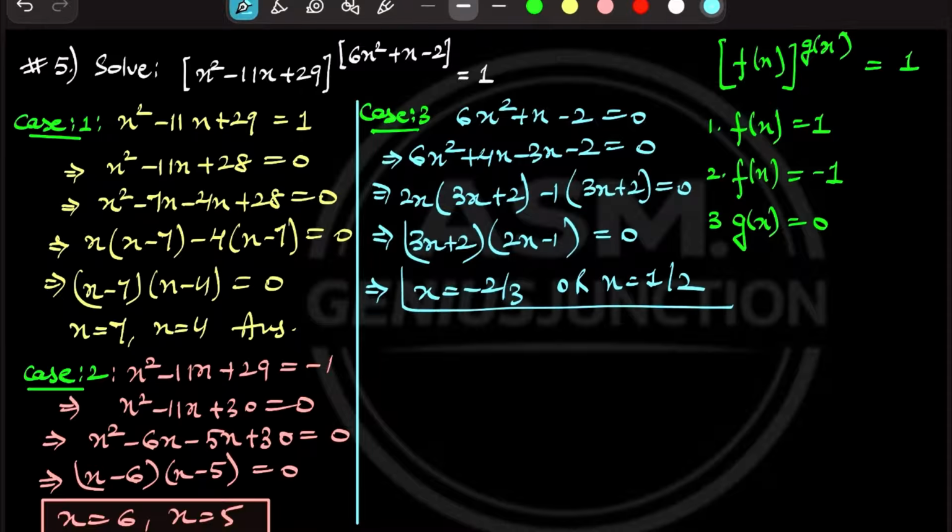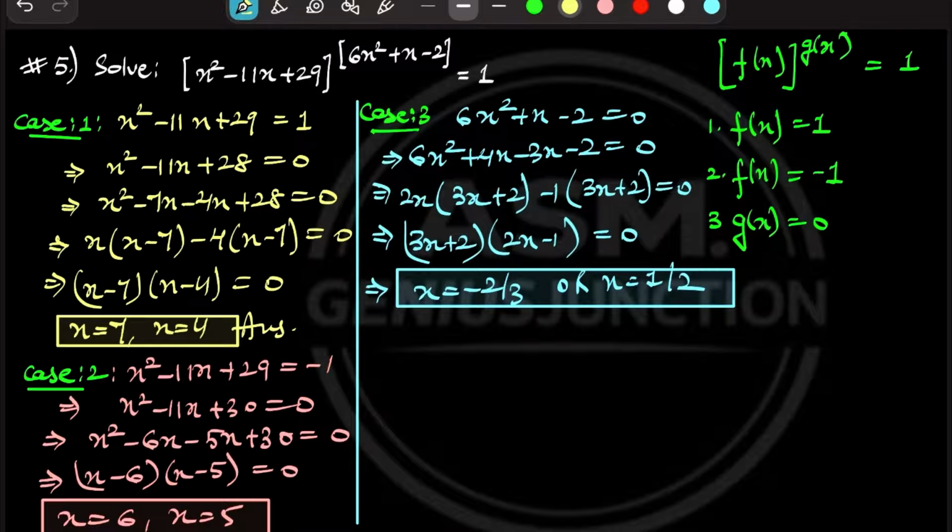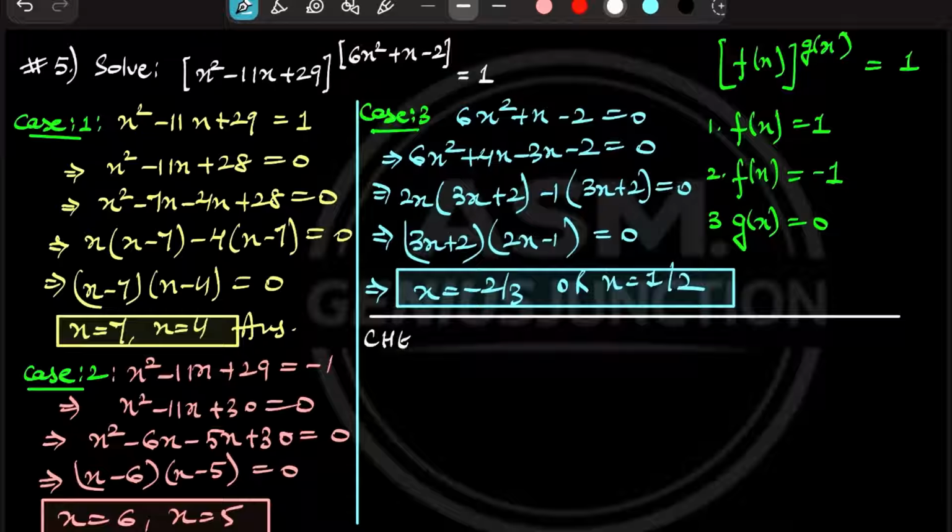So again, I am having two sets of solutions. Now we need to check, is there any value of x which does not satisfy this given question? So we need to work on that as well. Let's move on with the checking part of this question.